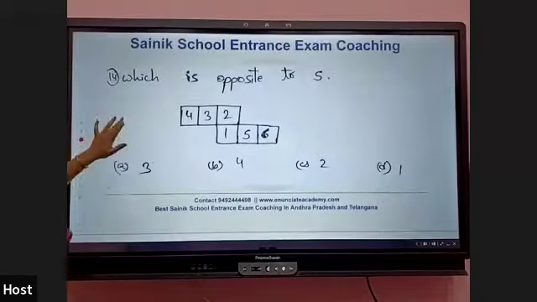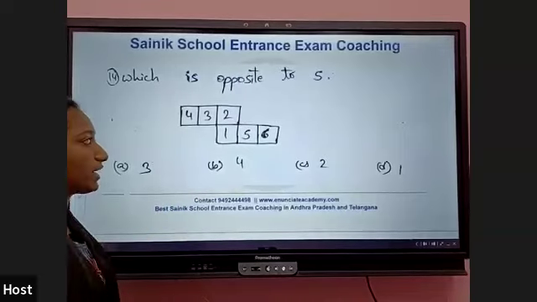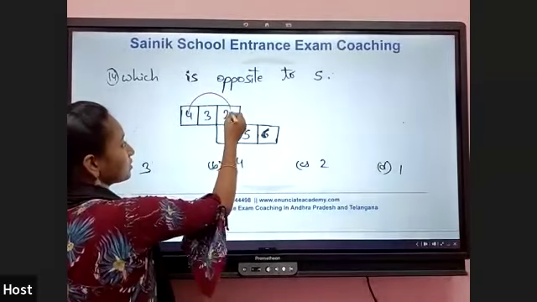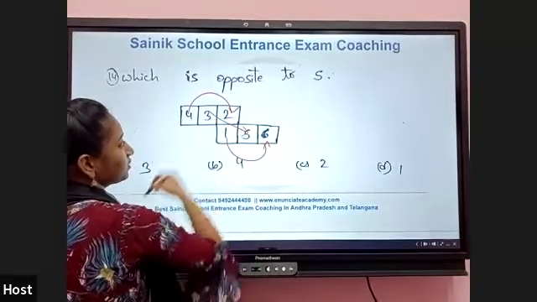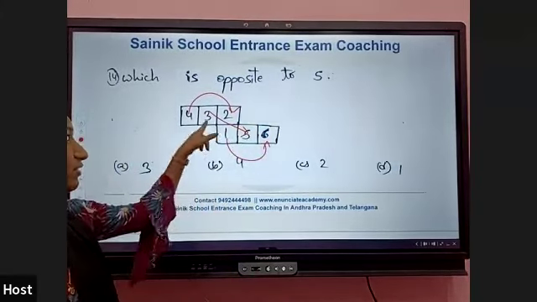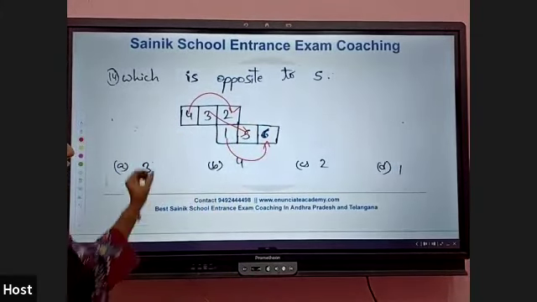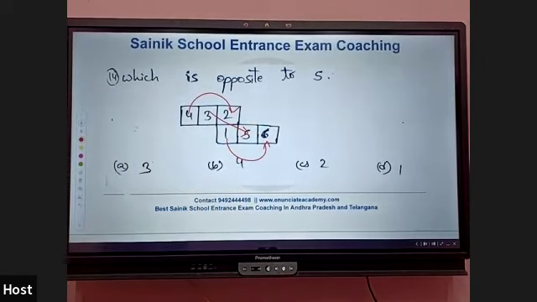When an open dice is given, we can find the opposite. So for this type of diagram, 4 is opposite to 2, 1 is opposite to 6, and 3 is opposite to 5. So they asked for the opposite of 5; the opposite of 5 is 3. So this is one model of open dice.